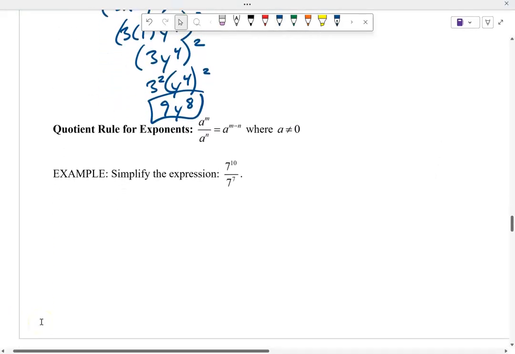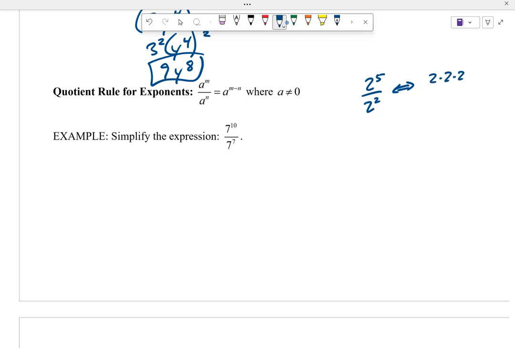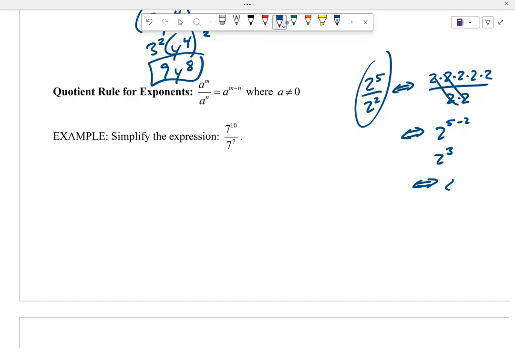You try a problem. Let's get to the quotient rule here of exponents, a to the m over a to the n. So this is kind of like 2 to the 5th over 2 squared, right? If you had 5 2's on top and 2 2's on the bottom, see how you're left with 2 to the 5 minus 2. You're left with 3 2's on top, right? 2 to the third. So 5 minus 2. So that's why we can subtract those exponents right there, which of course should be 2 times 2 times 2, which would be 8.